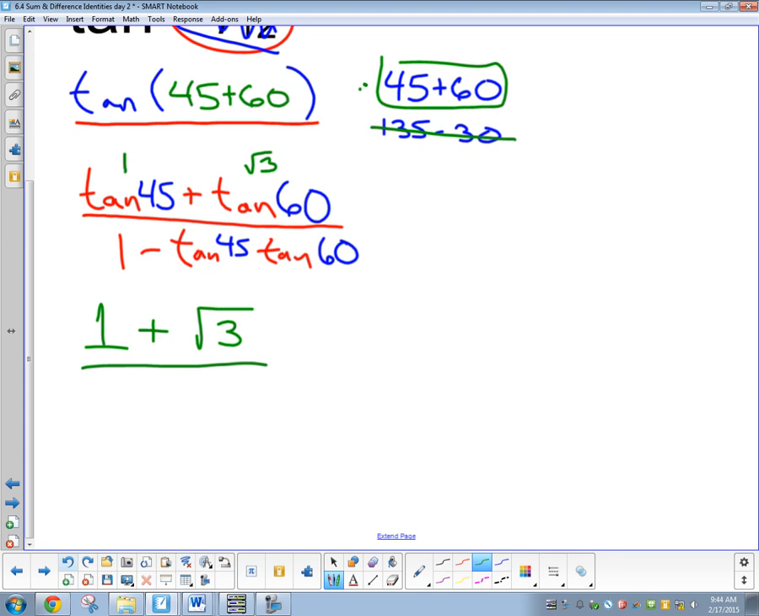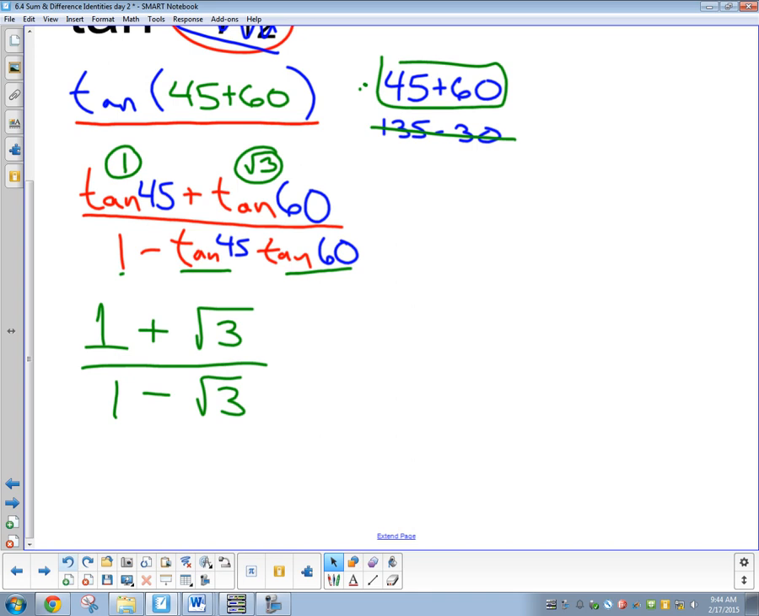On the bottom, it says take 1 minus tangent of 45 and tangent of 60. Well, tangent of 45 was 1. And tangent of 60 was radical 3. What happens when I multiply those two together? Radical 3. Okay, we get to this point. In a perfect world, we'd be done there, but we're not. Okay, it's a tough one.